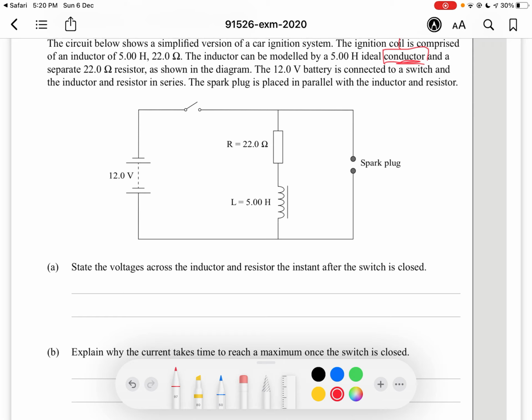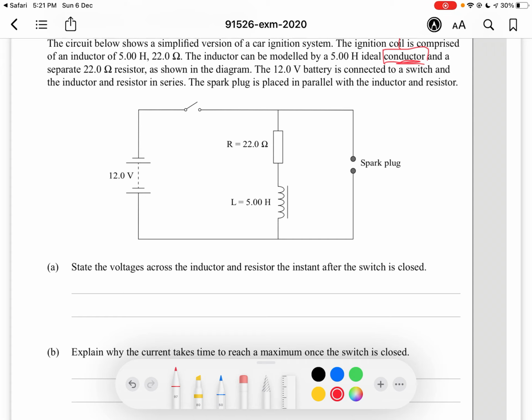Alright, so we know that the instant the switch is closed, there is a very high rate of change of current through the inductor, which generates a high rate of change of magnetic flux. So according to Faraday's law, the size of the voltage induced in the inductor is proportional to the rate of change in current.